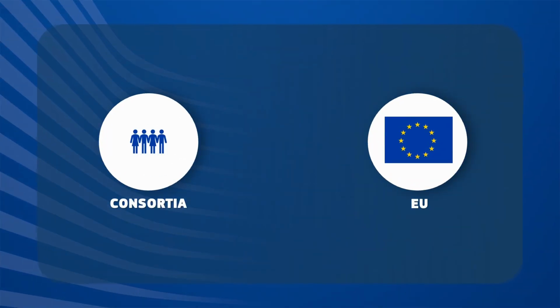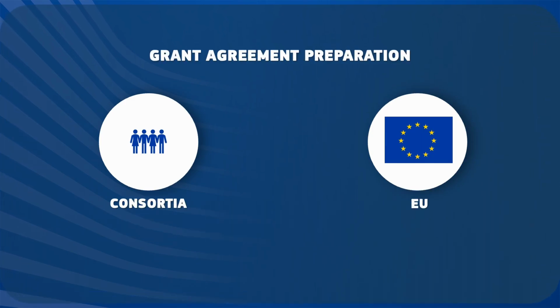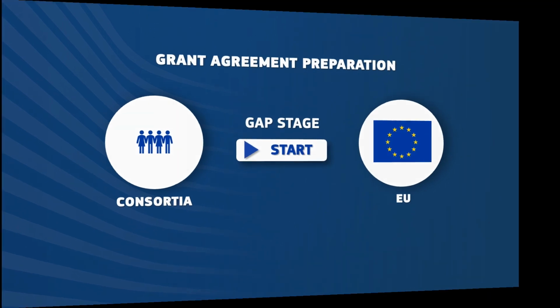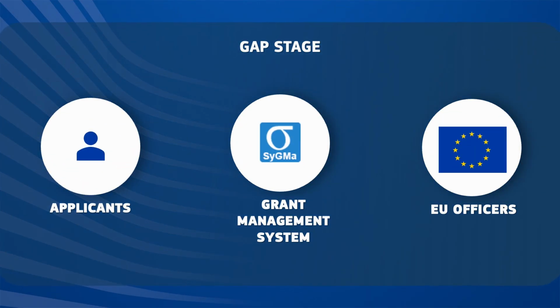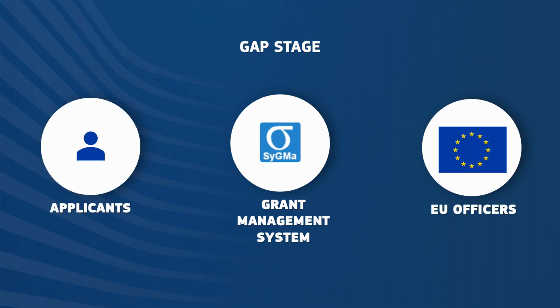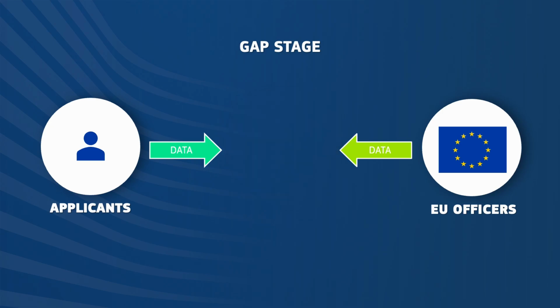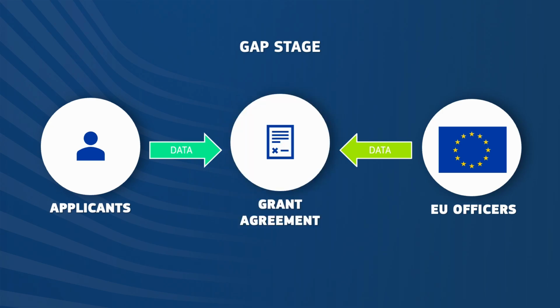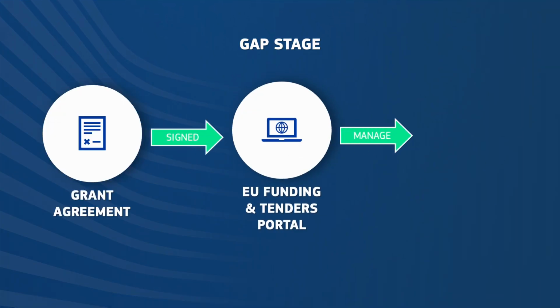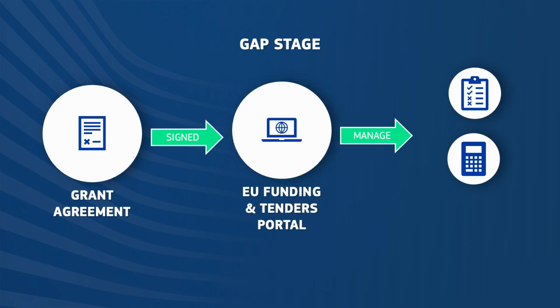When the invitation letter is sent to the consortium, the grant agreement preparation, known as the GAP stage, can start. During the GAP stage, the organisations in the consortium and the assigned EU officers provide further necessary data in the grant management system. This helps to prepare the grant agreement that will be signed by the consortiums that submitted the successful proposals.